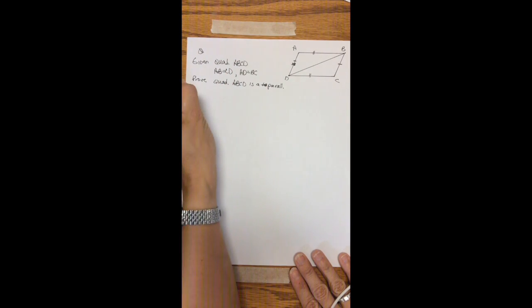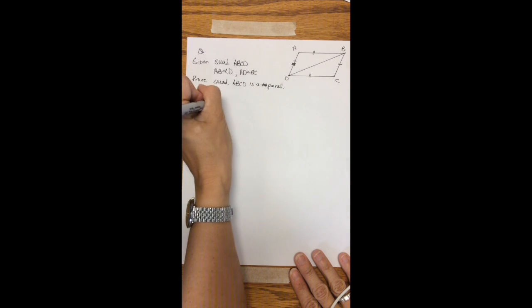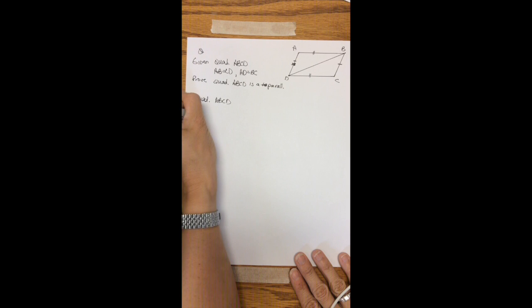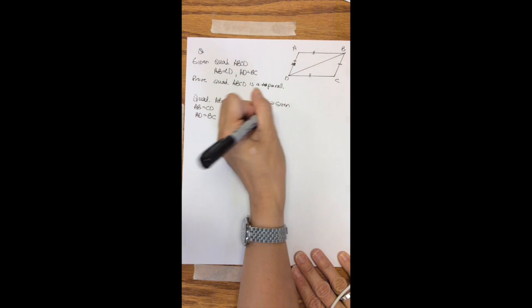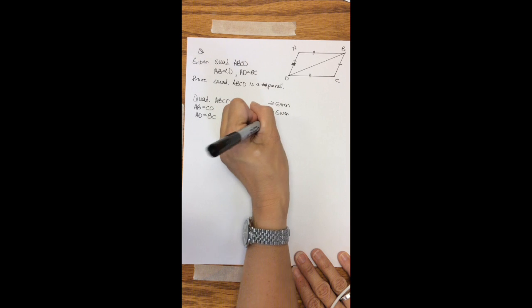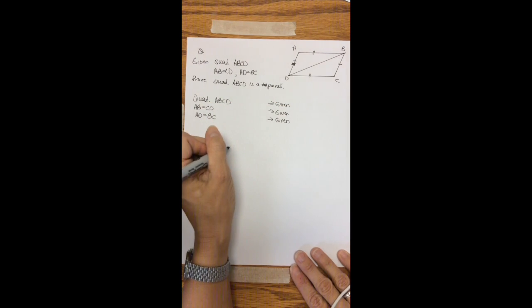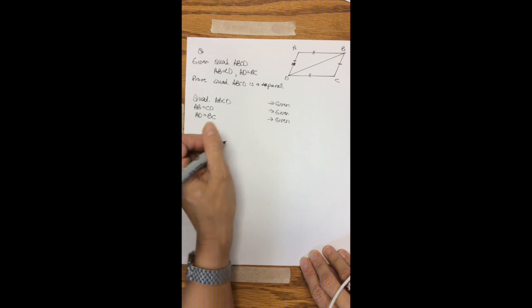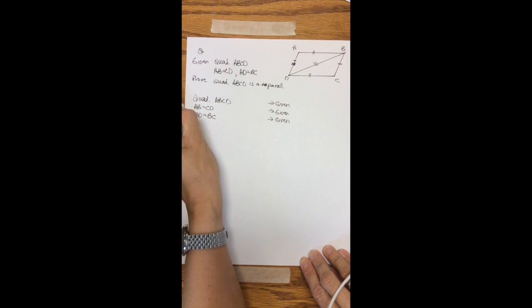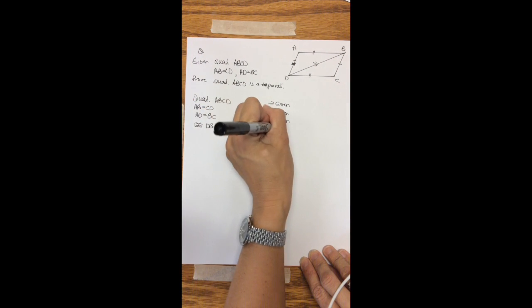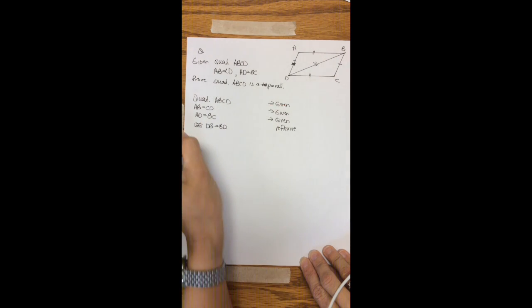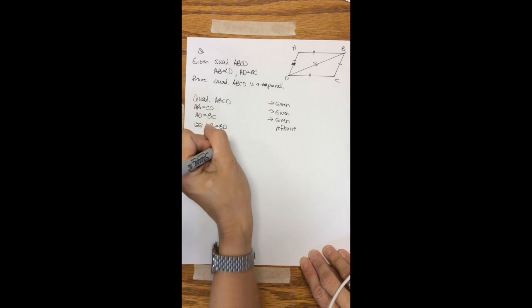So let's write down our givens. We have quadrilateral ABCD. We have AB is equal to CD and AD is equal to BC. Those are all given. Okay, let's do this side. DB is equal to BD because it's reflexive. And now we know the triangles are congruent. Because of what? Side, side, side.